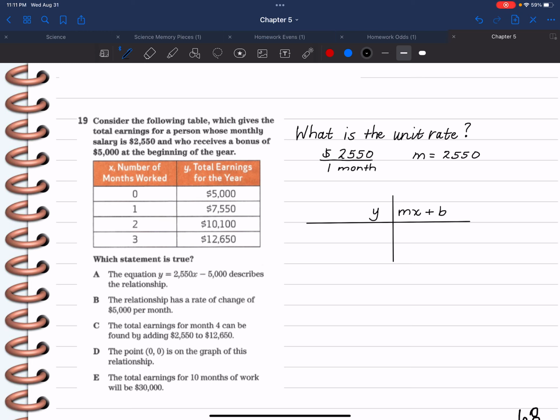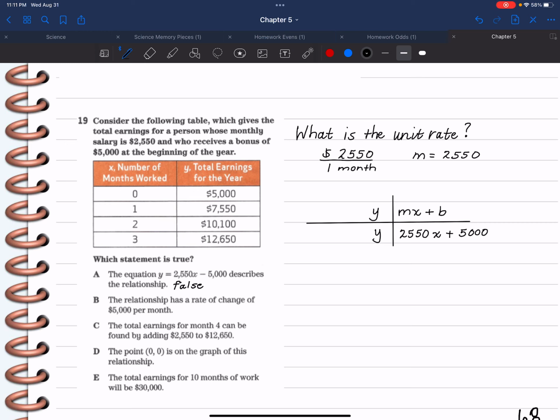So y is going to stay in the problem. Slope is 25.50 times the number of months plus that starting value, baby b, which is 5,000. So if it had asked me for an equation, that would be a good one to do. A, the equation y equals 25.50x minus 5,000 describes the relationship. That is a false statement. It's plus 5,000.